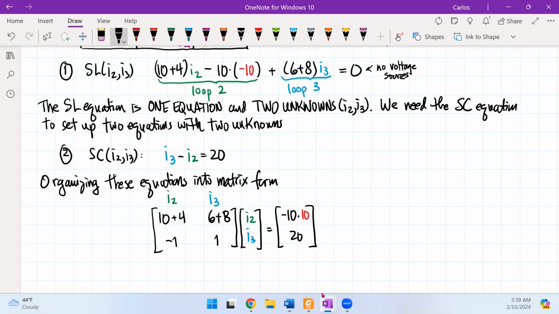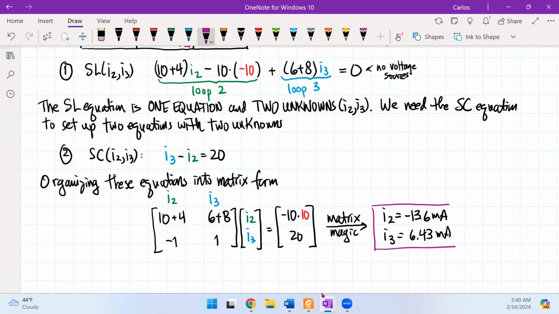So now if I do the matrix magic, I'm then going to find that I2 is then going to be minus 13.6 milliamps, and I3 is going to be 6.43 milliamps. And that is our solutions right there for the loop currents.